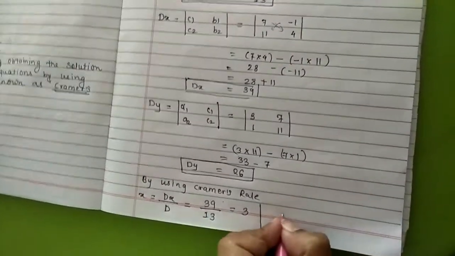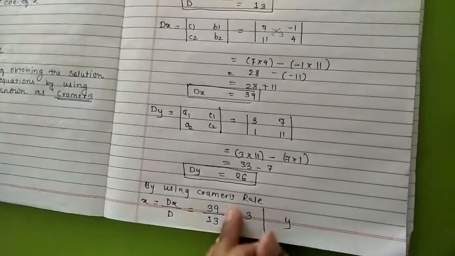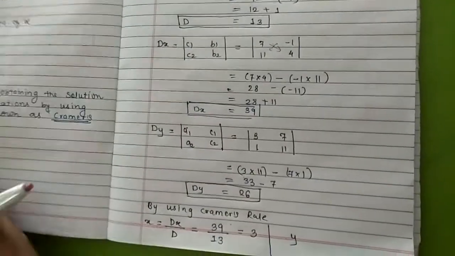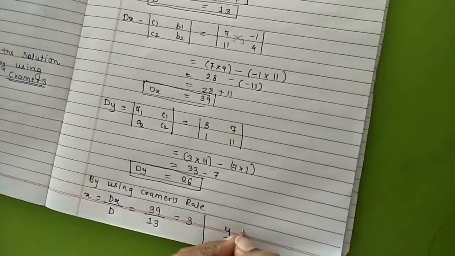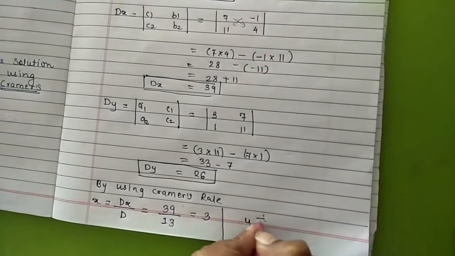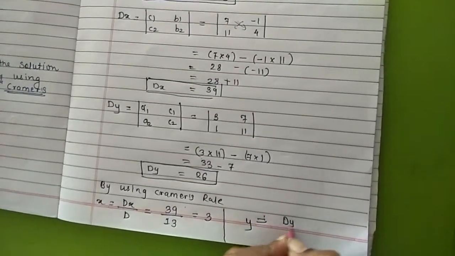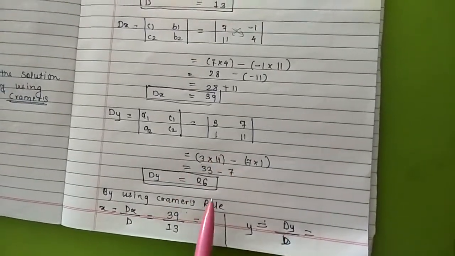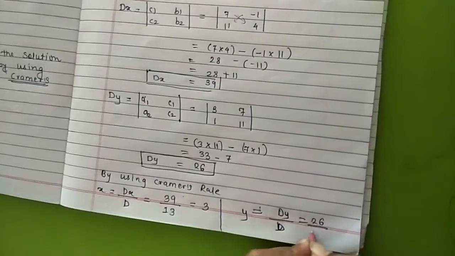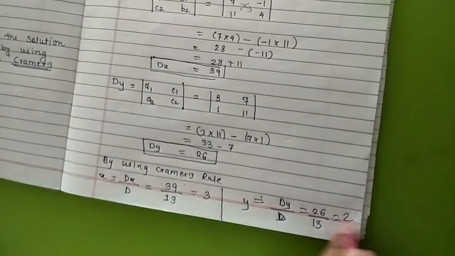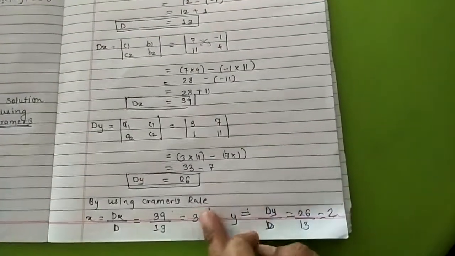And same for y. Now that you can do on the next page, but to take the values from here, I am going to do it here only. So now the next one, y is equal to, just below this you have to find out the y. Clear? So y is equal to what? Formula is dy by d. So dy value is 26 and d is 13. So 13 ones are 13, 13 twos are 26. So y is 2. So now the x and y variables are 3 and 2.